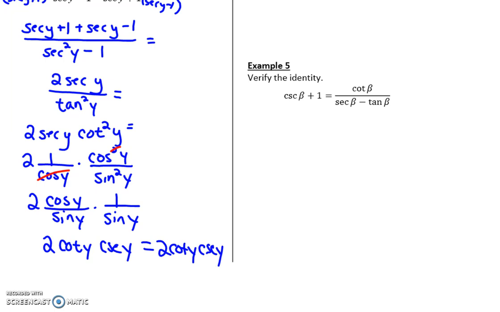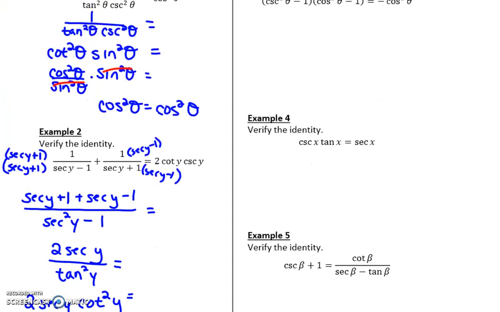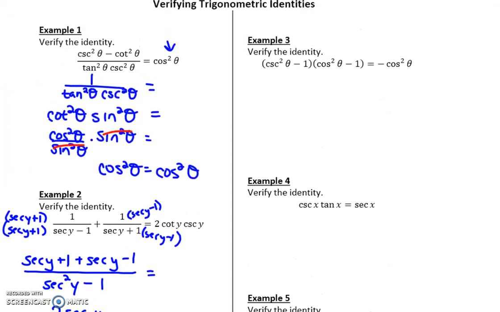Okay, well, let's take a look at example number 3. And some of these will be a little bit longer than others. It really just depends on the problem. All right, number 3. To me, it looks like the left side is a little bit more complicated, so I'm going to go ahead and multiply. Actually, no, I'm not, because that'll make it more complicated.